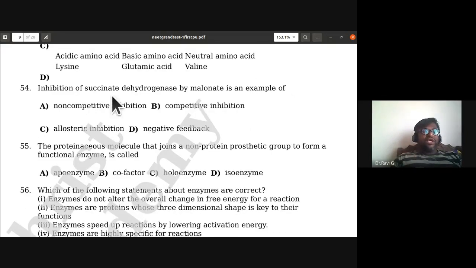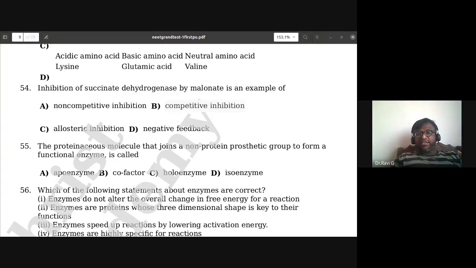54th, inhibition of succinate dehydrogenase by malonate is an example of. So the inhibition of succinate dehydrogenase, in enzymes you come across this. So by malonate, it is going to be an example of competitive inhibition. Okay, 54th, B is the answer, competitive inhibition.